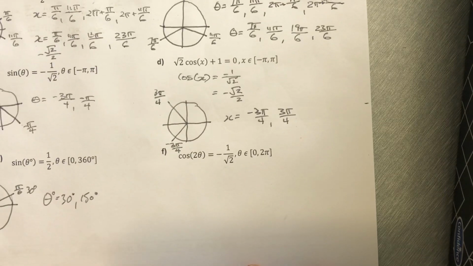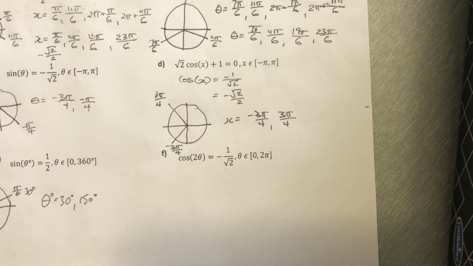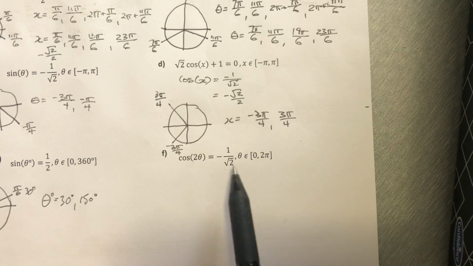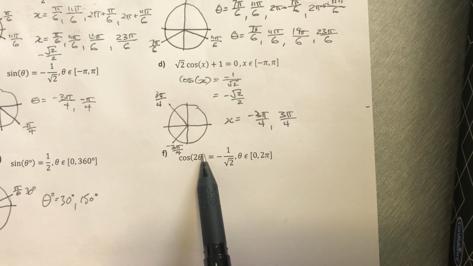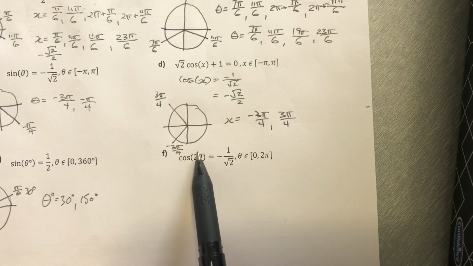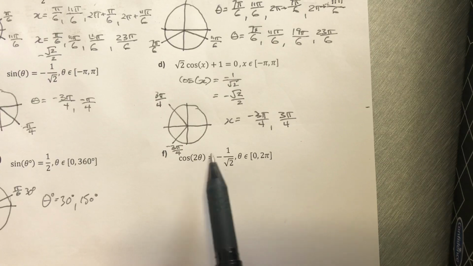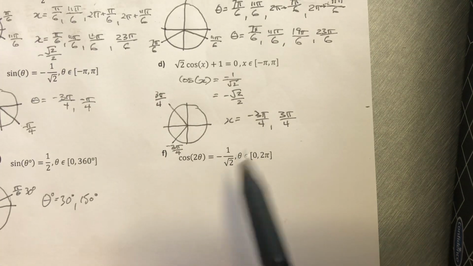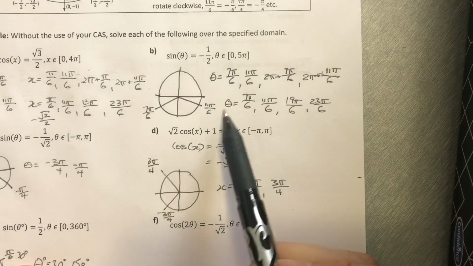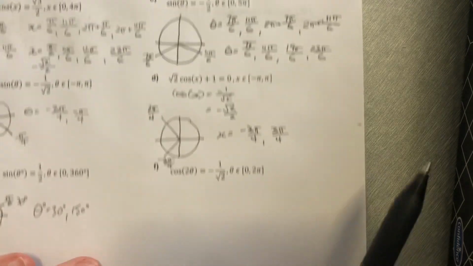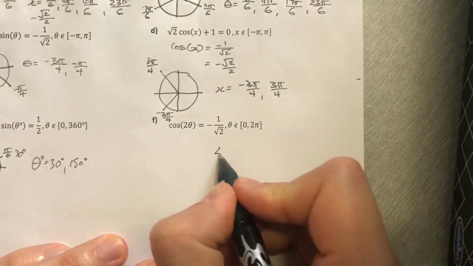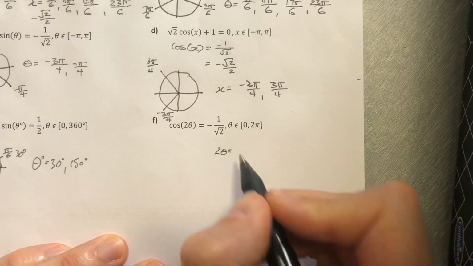Okay, the last one on this page. The difference here is you'll see that we have a 2 inside here. So now we're not necessarily solving for just theta to start with. We're going to solve for 2 theta. See how they've all been x equals or theta equals? This time it's going to be 2 theta equals. So we're going to have a little extra step in there.